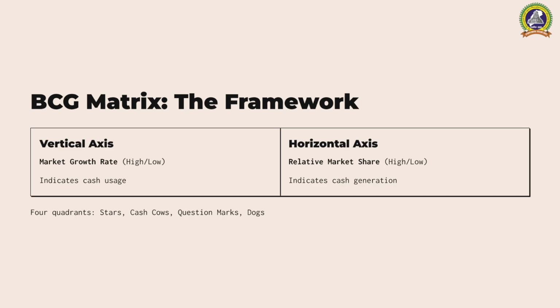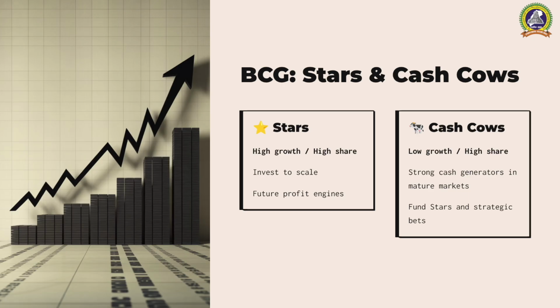By plotting these two factors, the matrix creates four distinct quadrants, each with a unique name: star, question mark, cash cow, and dogs. Let's analyze these quadrants and the strategies they imply. First, in the top left, we have the stars. These are business units or products that have both high market growth and high market share. This is a fantastic position to be in.